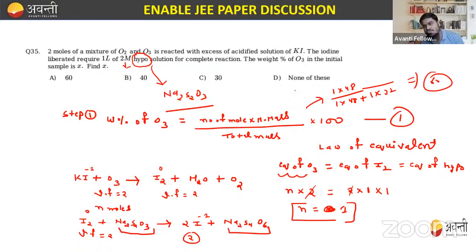Now how to calculate equivalent? That is, multiply mole by the valency factor. That is n into 2 is equal to 2 into 1 into 1. So here we calculate n is equal to 1. And as soon as we know the number of moles, we are able to calculate the percentage weight of O3, right? So this is how we can calculate this.